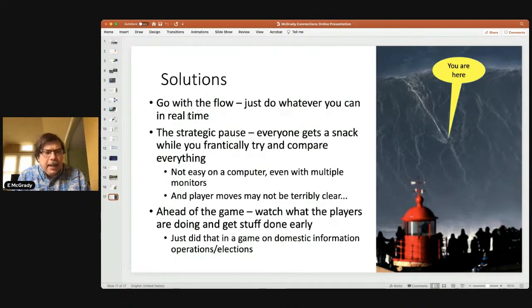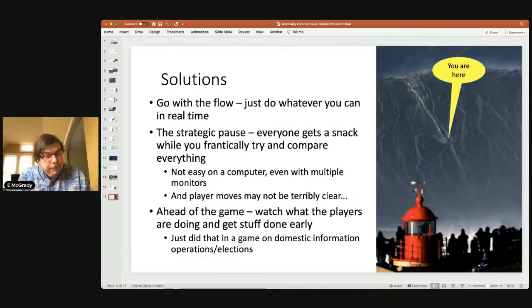This was the game where we did the 500 players in an audience kind of thing. I'm going to have to go with the flow. I can't take a pause in that game and do my adjudication. I'm going to be doing inline real-time adjudication. The other option is what I do with a lot of the larger games where we only have like 20 or 30 players. The players go off and get a snack for half an hour.